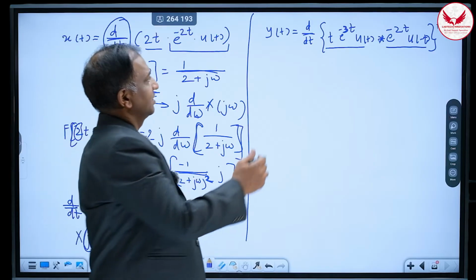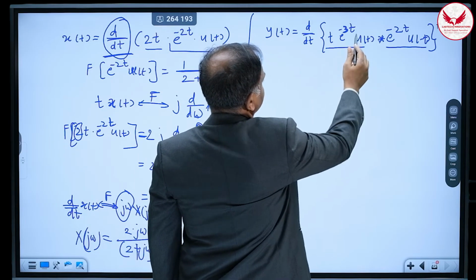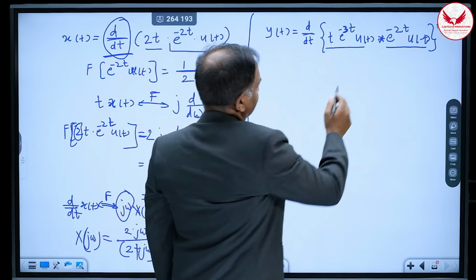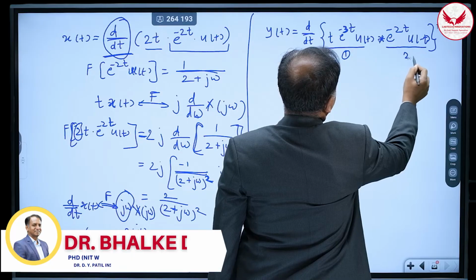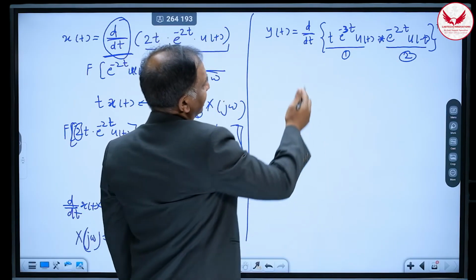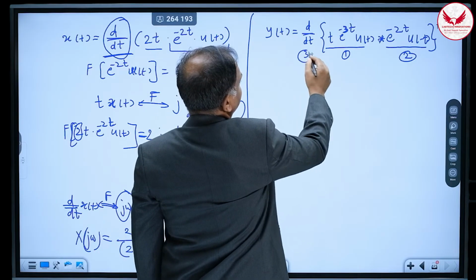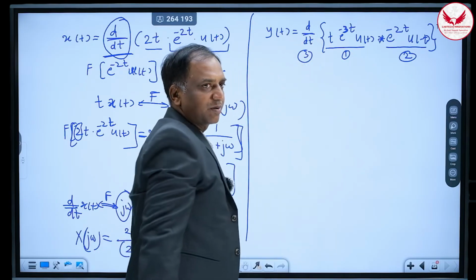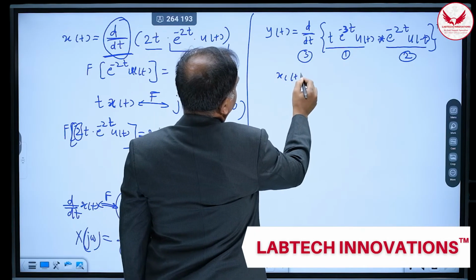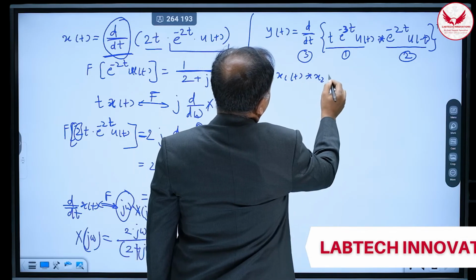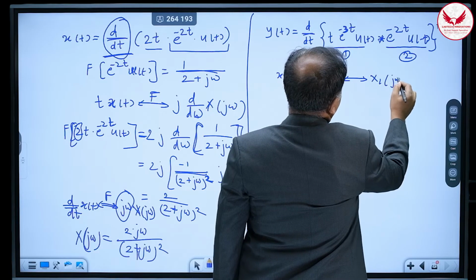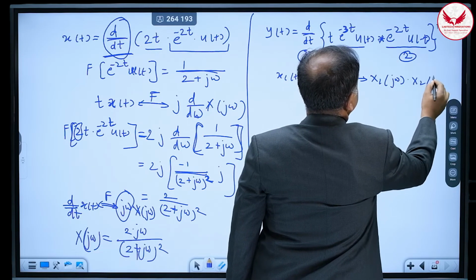The next problem is y of t is equal to d by dt of t into e raised to minus 3t u of t, convolved with e raised to minus 2t u of t. So if you look here, this is one signal, this is the second signal, and these two signals are convolved. So you can use the convolution property. And here it is d by dt, so in total you have to use the convolution plus d by dt properties. So you know the Fourier transform of x1 of t convolved with x2 of t is equal to x1 of j omega into x2 of j omega.